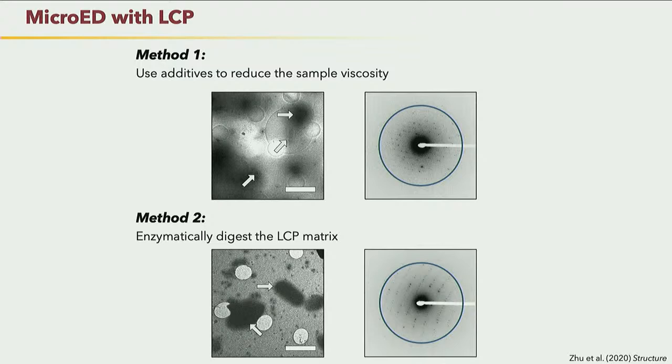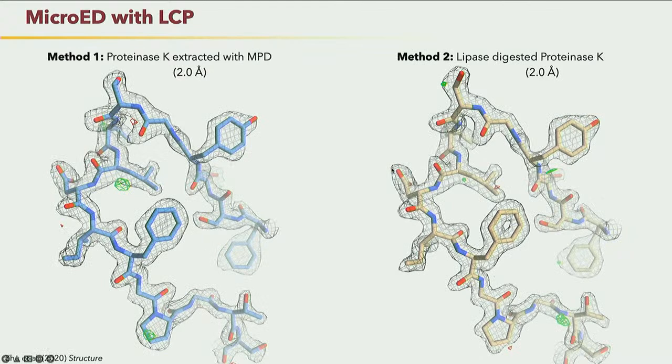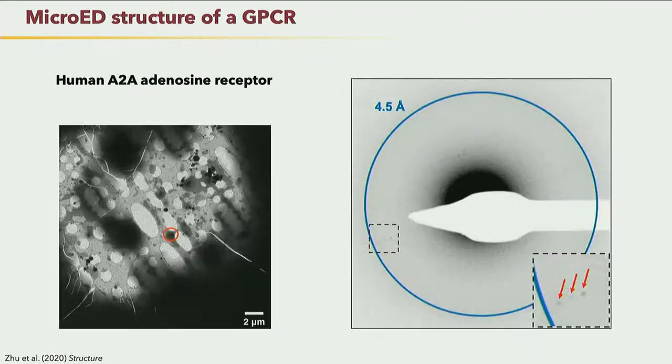So we used proteinase K, and you can see both methods here. Even though it's kind of thick and hazy, we were still able to identify the crystals on the grid of proteinase K after they had been in LCP. Those crystals still diffract pretty well, and we were able to solve both structures at about 2 angstroms, looking just like what they looked like without LCP. So we thought, great, this approach works. Now let's apply it towards our G protein coupled receptors.